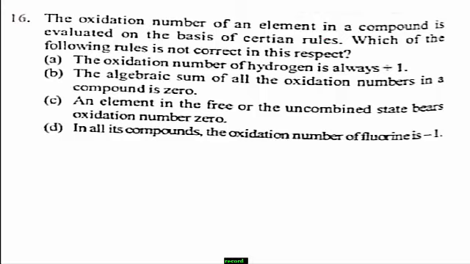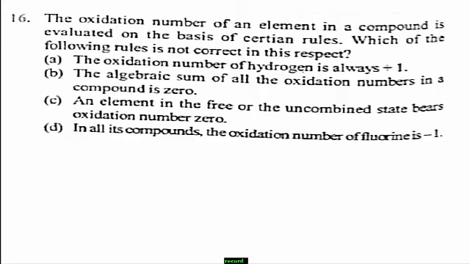What is the question? The oxidation number of an element in a compound is evaluated on the basis of certain rules. Which of the following rules is not correct in this respect? Students, when you observe option D, in all its compounds the oxidation number of fluorine is -1. Yes, it is one of the right statements. And they have given that the oxidation number of hydrogen is always +1. Is it right or not?